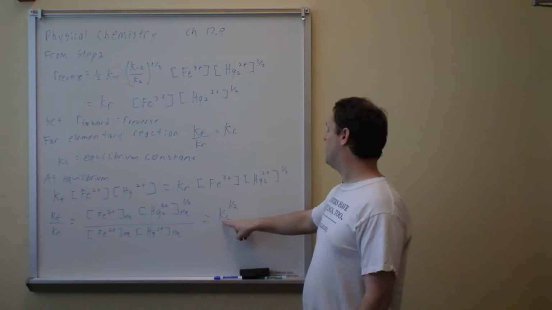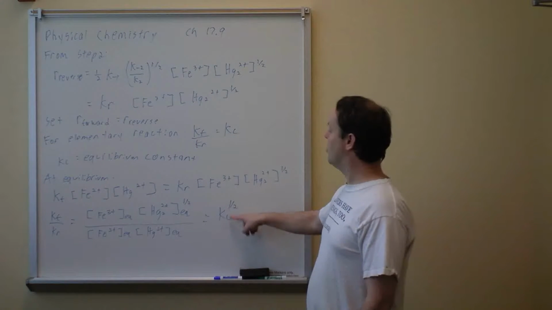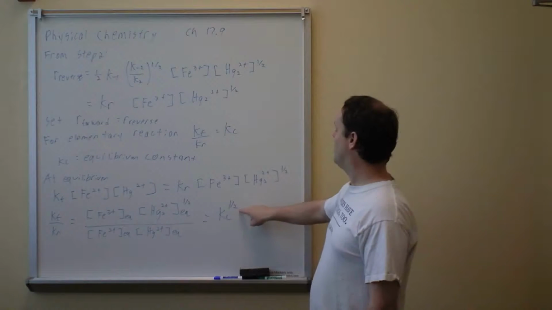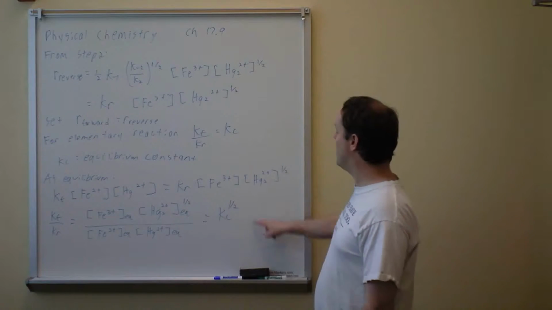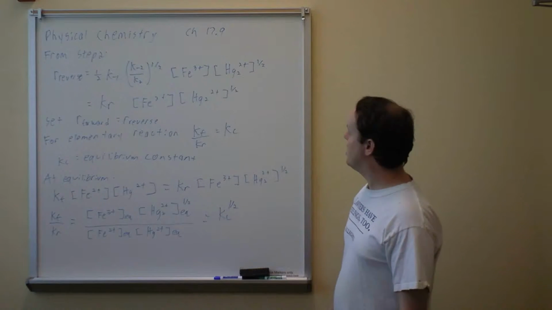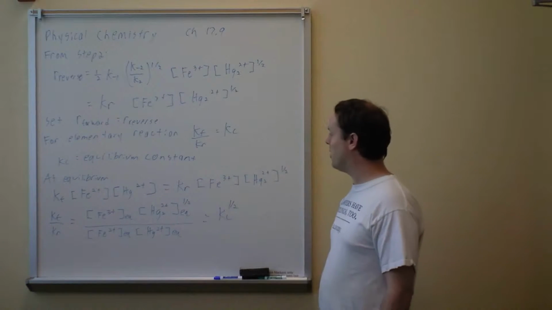And that's going to be equal to Kc, the equilibrium constant, to the 1/2 power. And the reason for this 1/2 is because for that first step, the rate determining step, S was equal to 2. Remember, we talked about the stoichiometric number. This here is your stoichiometric number.